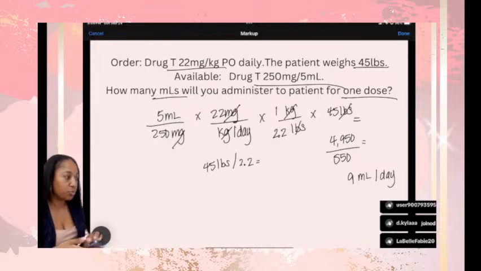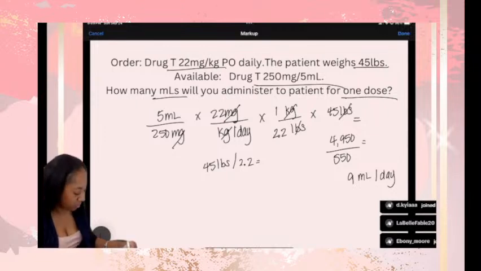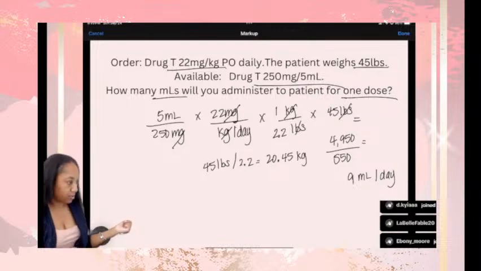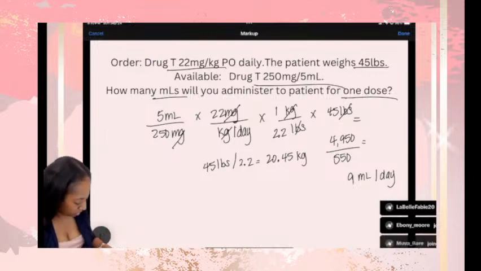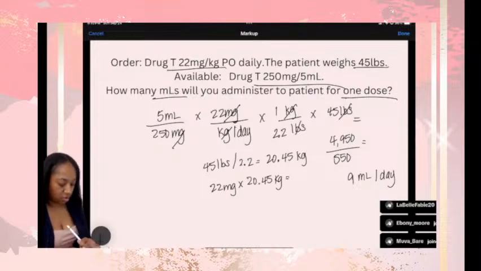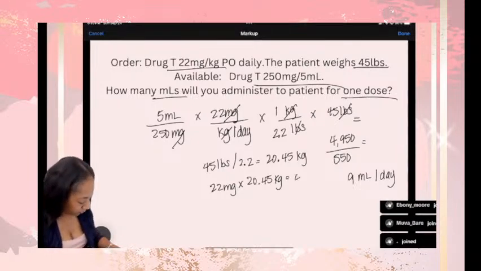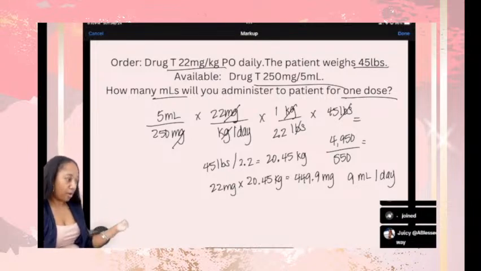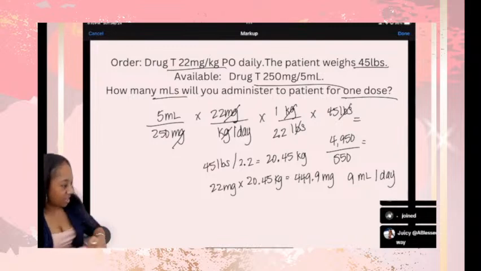Because that's our magic number, 2.2. For those who are saying you need to memorize the conversions, 2.2, now and forevermore, okay? So this is how many kilograms we have. Then you can take your kilograms and multiply it times your order. So that's 22 milligrams times 20.45 kgs. 20.45 times 22 is 449.9 milligrams by mouth daily, okay?